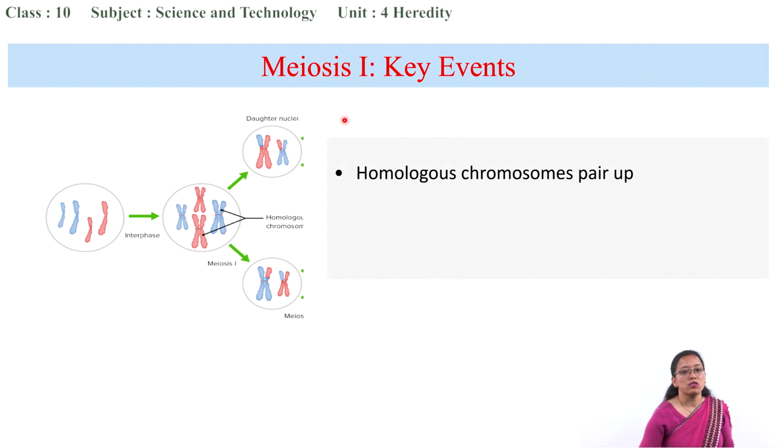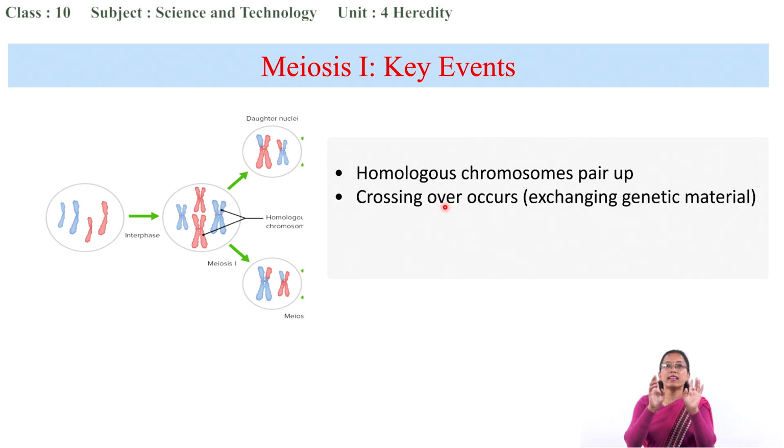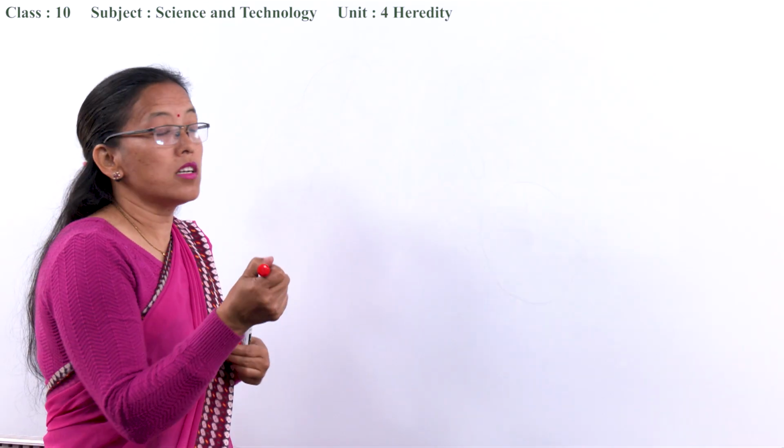Now, in meiosis 1, what happens? Just see, the homologous chromosomes pair up. What are homologous chromosomes? Homologous chromosomes are the chromosomes which determine the same characteristics. One comes from the father, another from the mother, but they represent the same characteristics in the organism. Those are called homologous chromosomes. At first they come together and pair up, and then crossing over takes place. How does crossing over take place? Let's see how this occurs.